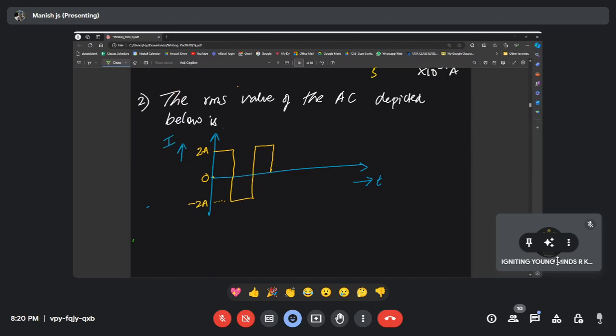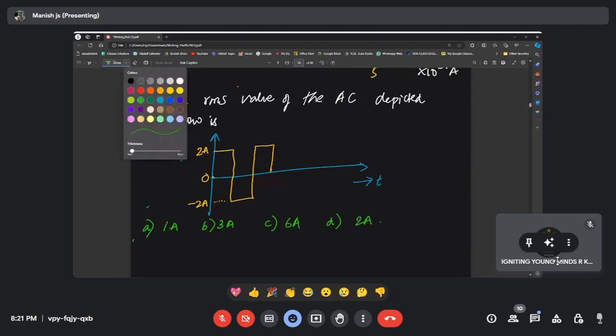Okay, options. I'm giving you the options. Option A, 1 ampere. Option B, 3 amperes. Option C, 6 amperes. And option D, 2 amperes. What is the RMS value of the AC current that is depicted below? That is based on the graphical data you should find out. RMS stands for root mean square value.